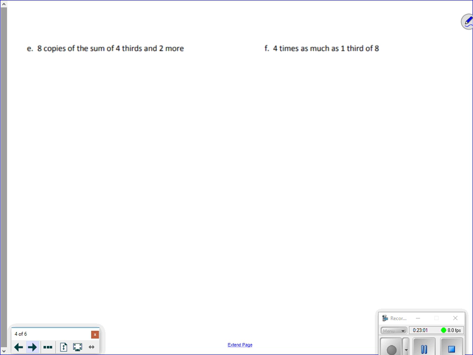All right. So E and F. 8 copies of the sum. I want you to pay attention to this. 4/3. It says 4. They took a fraction and put it in word form. 4/3 and 2 more. So 4/3. And then 4/3 and 2 more. 4 times as much as 1/3 of 8.